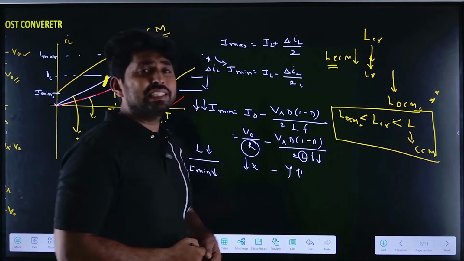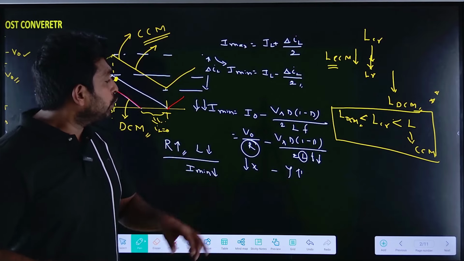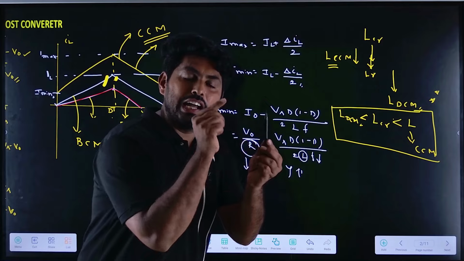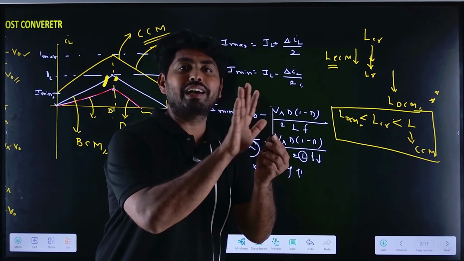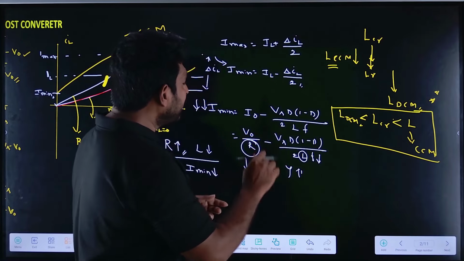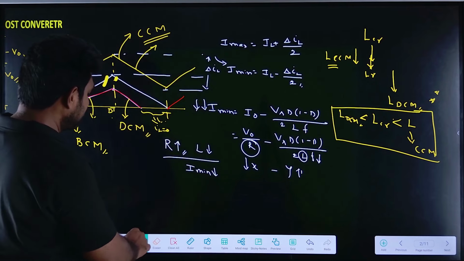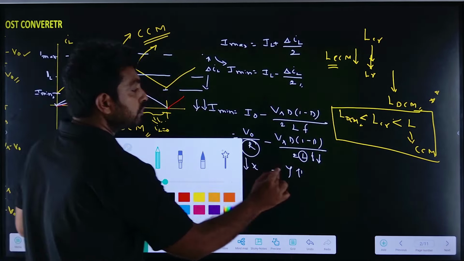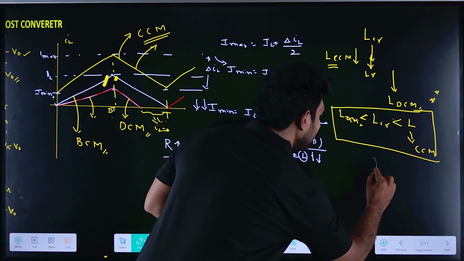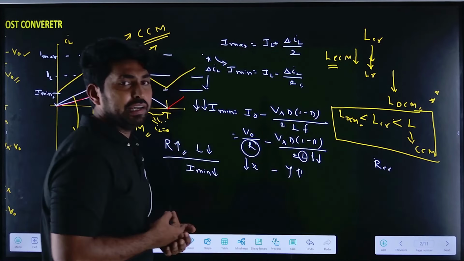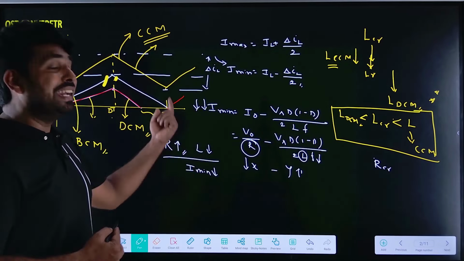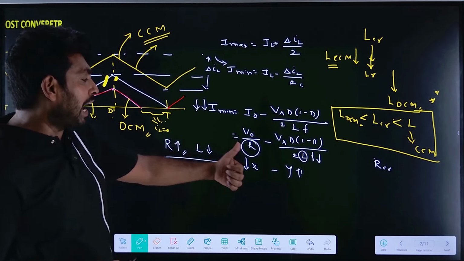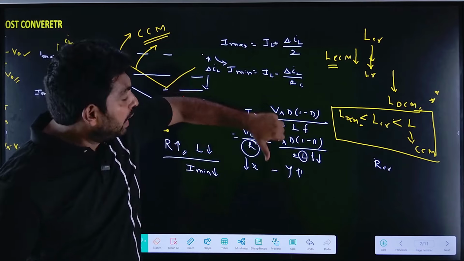Now let us see the critical value of R. What is the critical resistance? It is the resistance at which the converter is operating in the critical conduction mode. So let me take RCR as the reference. What is the thing here? If I increase the R value, what happens? In this expression, I minimum is reducing.